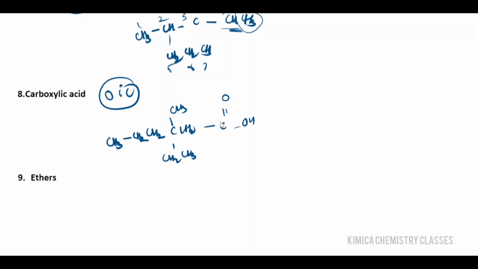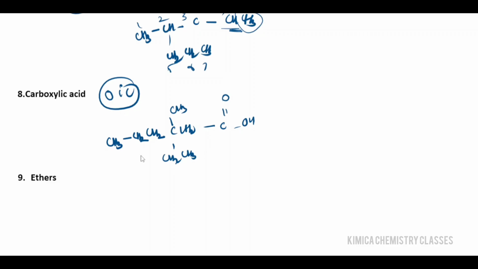Okay, right, so this is what this is. 1, 2, 3, okay, 3-ethyl-3-methylhexanoic acid. This is of the carboxylic acid group.